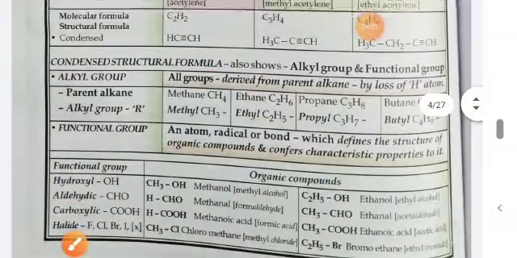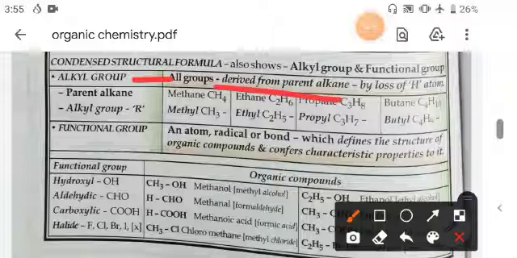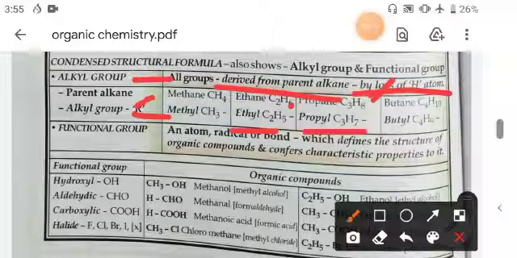Now first is the alkyl group. Alkyl groups are derived from parent alkanes by loss of a hydrogen atom. The parent alkane methane gives the alkyl group methyl, then ethane gives ethyl, and propane, when it loses one hydrogen, forms propyl. Butane is converted into butyl by losing one hydrogen.